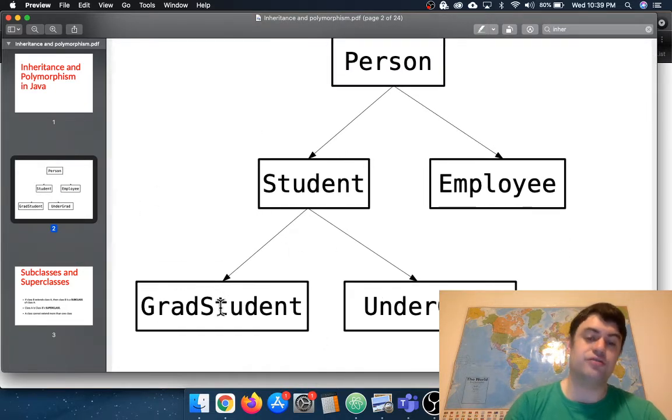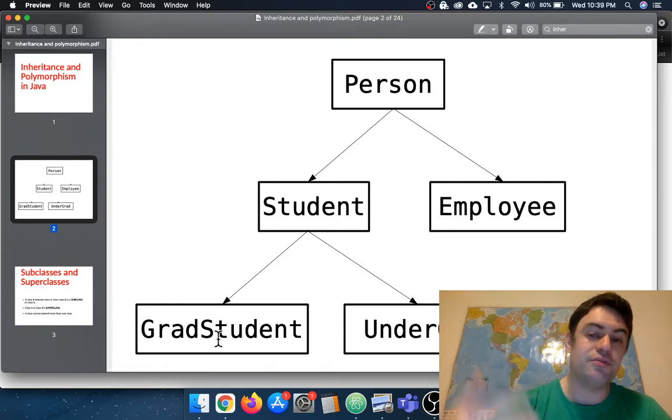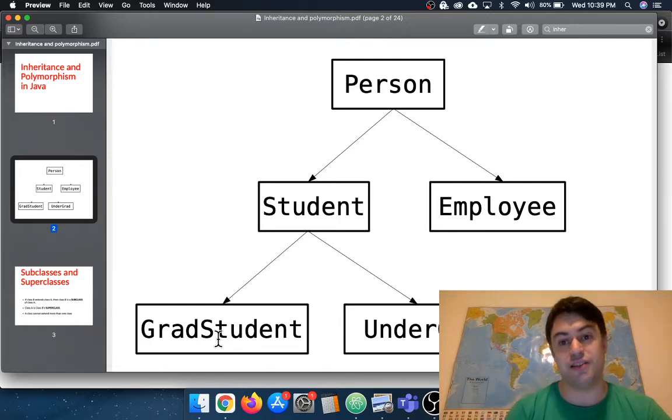So although grad student can only extend one class, it extended student, and therefore there's this sort of hierarchy because technically it also extends person. I'm not sure if I should use that terminology, but the inheritance that we're about to see will go all the way up the tree. So although grad student can only extend student, it will inherit everything from student's superclasses as well.